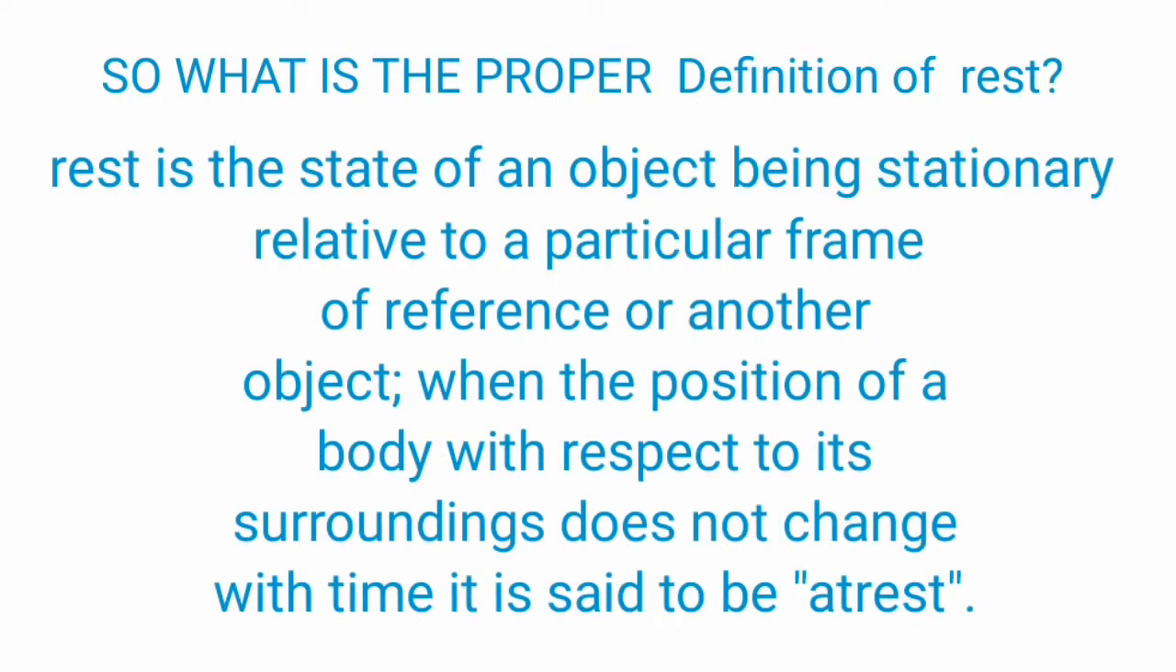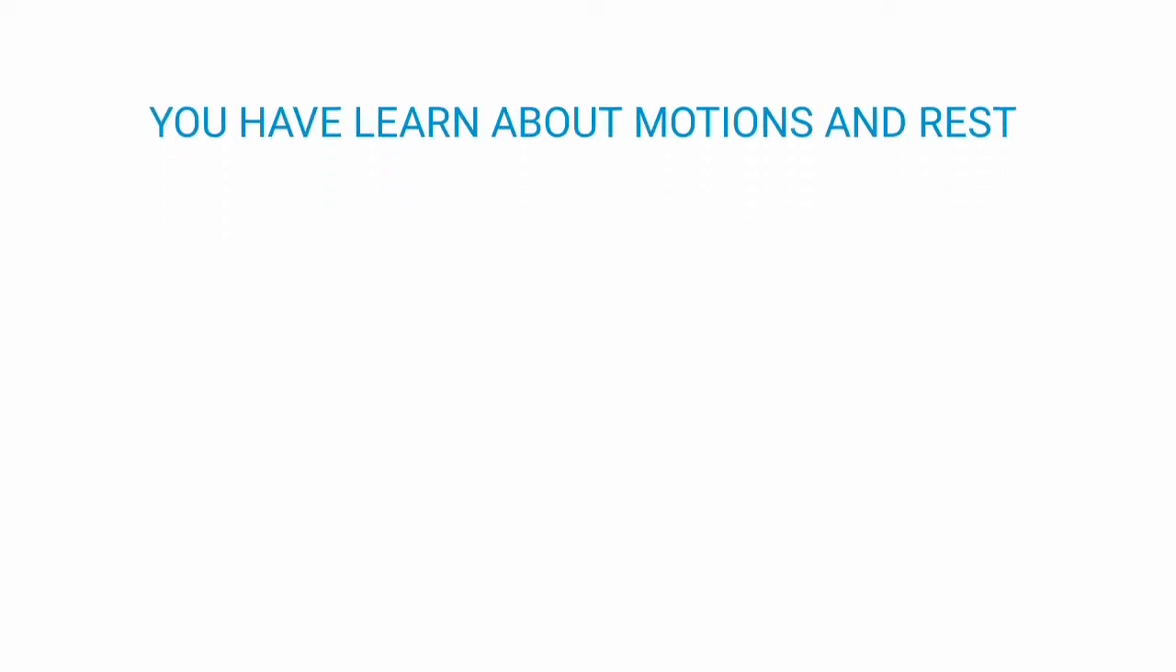So what is the proper definition of rest? Rest is the state of an object being stationary relative to a particular frame of reference or another object. When the position of a body with respect to its surroundings does not change with time, it is said to be at rest. You have learned about motion and rest.